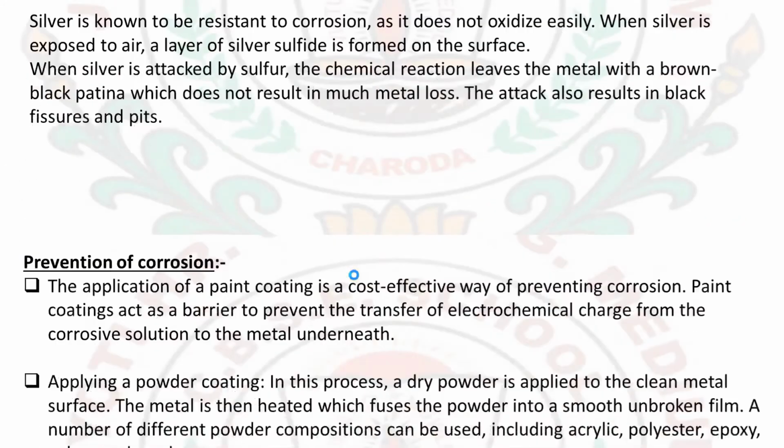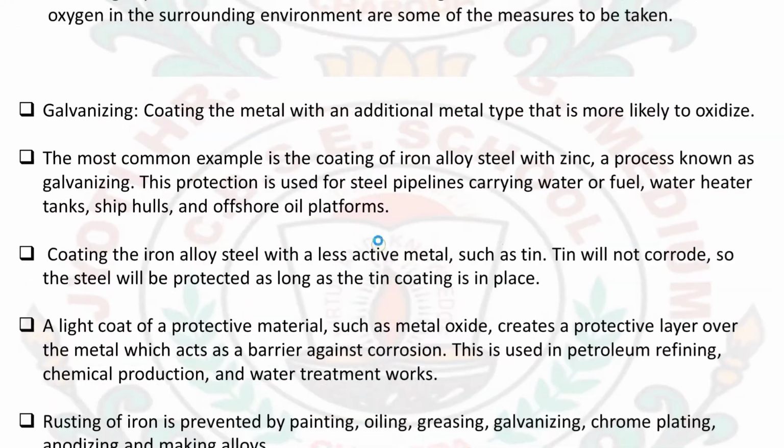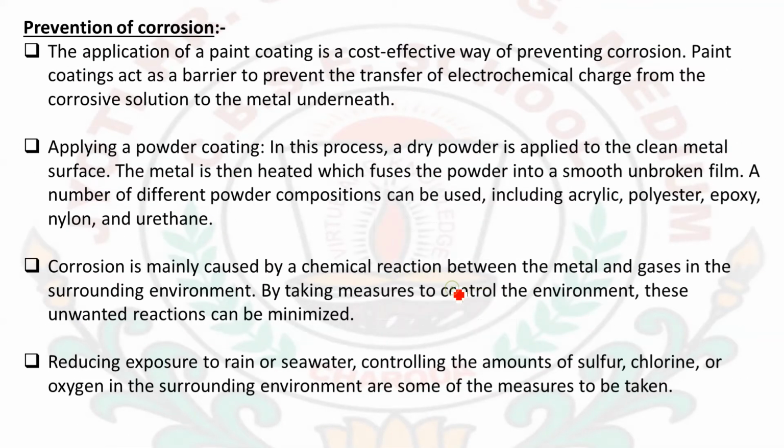Next is how to prevent the corrosion. For preventing the corrosion there are some measures which we can use. Next is the prevention of corrosion. So the different measures which we can use to prevent the corrosion are, the first is the painting of the metal which we are using.